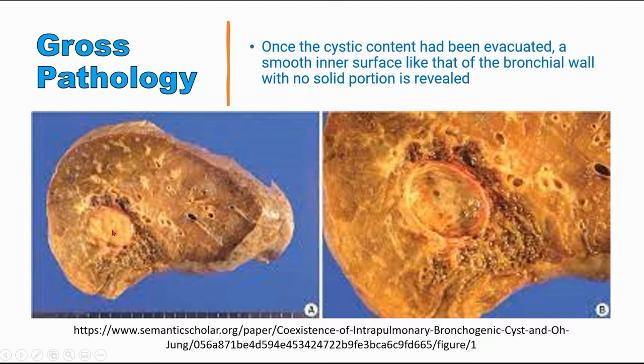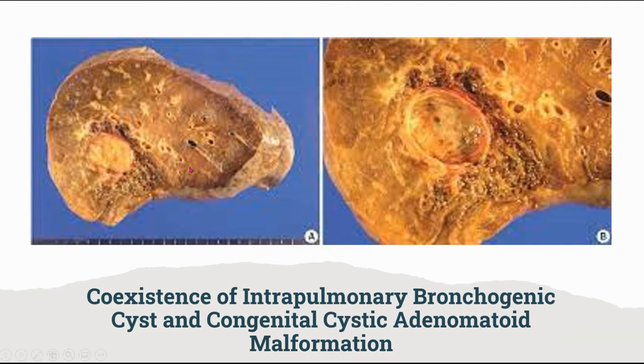And here you can see the cyst. This is an intrapulmonary cyst. And here you can see the cyst after evacuation. After evacuation, you can see the smooth lining of the cyst. This is a case of coexistence of a bronchogenic cyst accompanied with a congenital cystic adenomatoid malformation, another congenital anomaly. We are going to talk about this anomaly in the next session, but this is just coexistence.